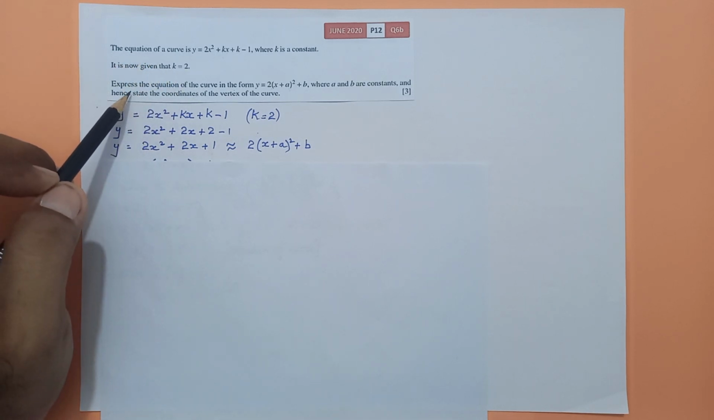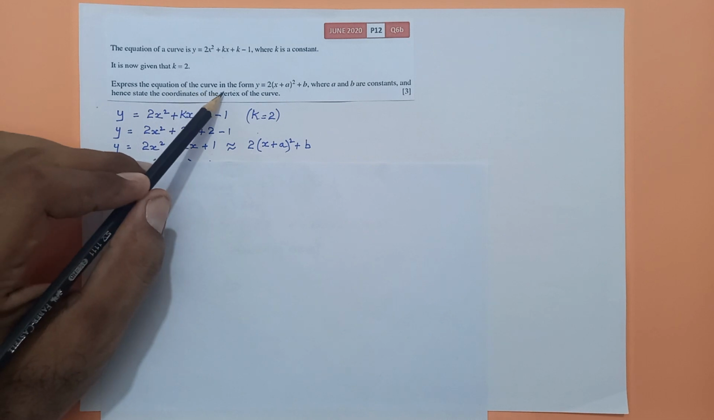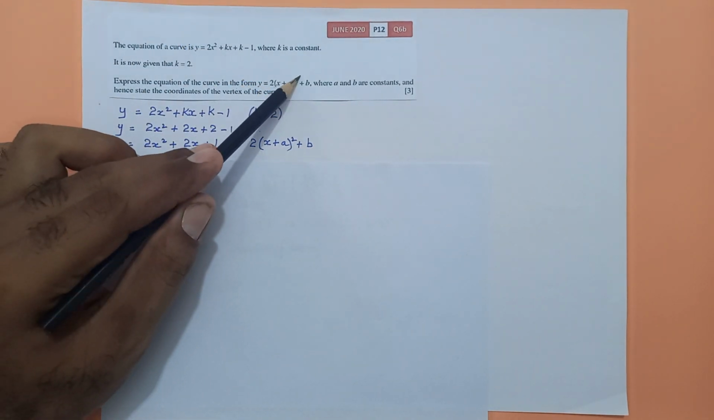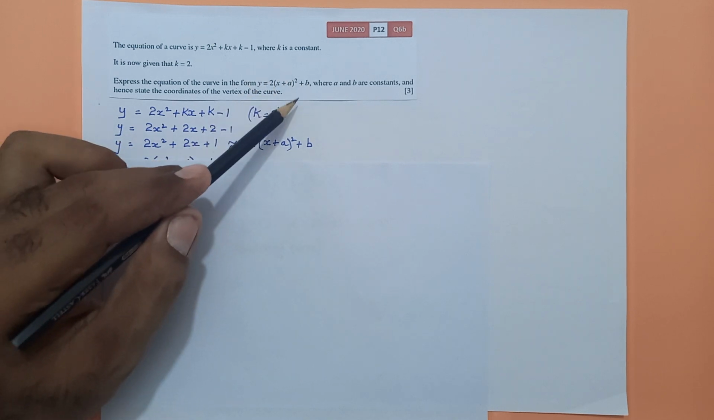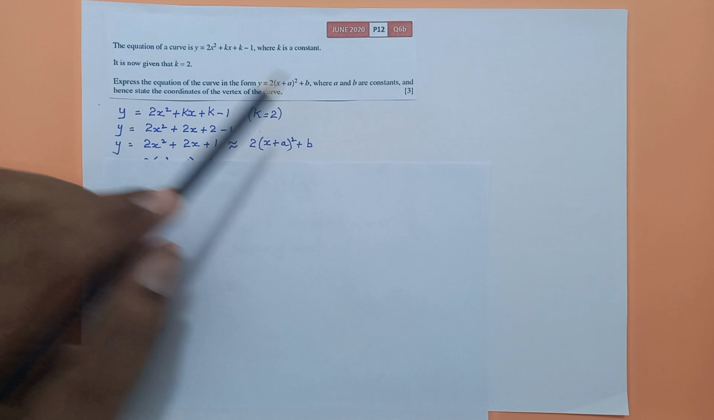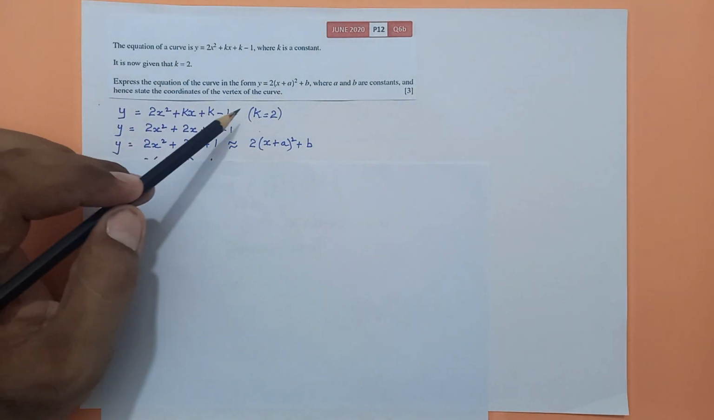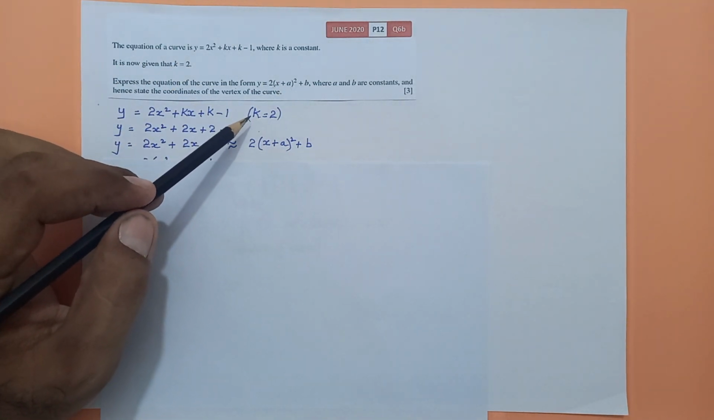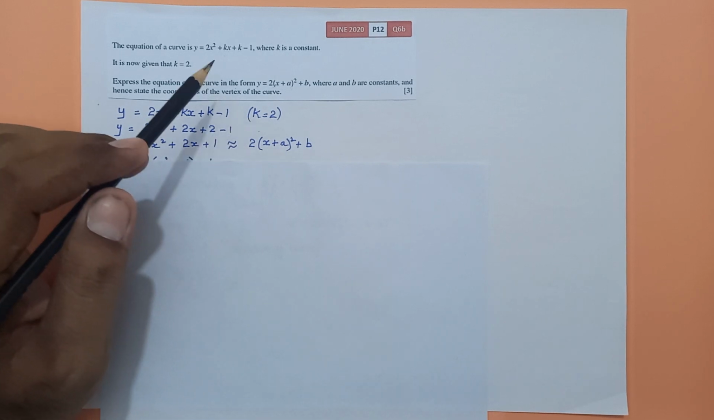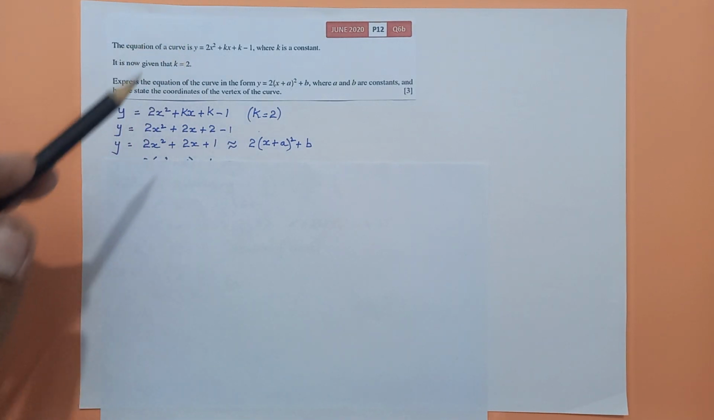The question says to express the equation of the curve in the form 2 bracket x plus a whole squared plus b, which is basically a completing the square form, where a and b are constants, and hence state the coordinates of the vertex. So basically we have to find the coordinates of the vertex, that means the stationary point, or you can also call it a turning point.